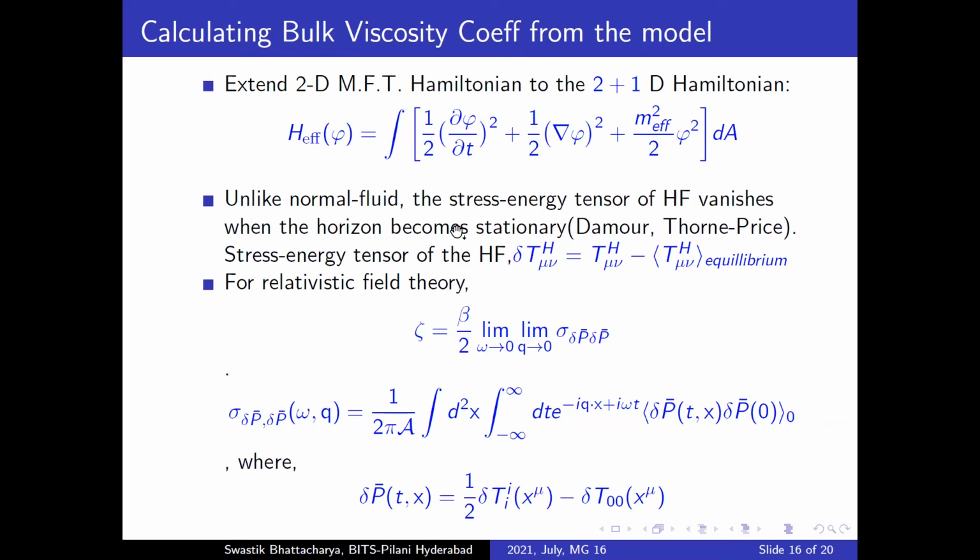The catch is that unlike a normal fluid, the stress energy tensor of the horizon fluid becomes 0 when the horizon becomes stationary, which means actually it is a delta T^H_{μν}. That is the deviation, or the excitation of the energy of the horizon at its excited state away from equilibrium. That's why I have used this formula. Then you can find the thermal equilibrium formula for this Hamiltonian and plug it into the definition of zeta, which is basically taking the hydrodynamic limit for an autocorrelation function, and plug in this definition of delta T here.